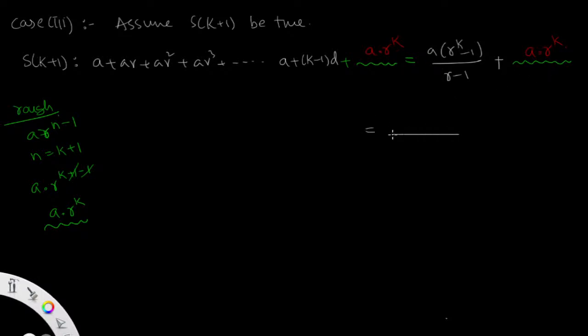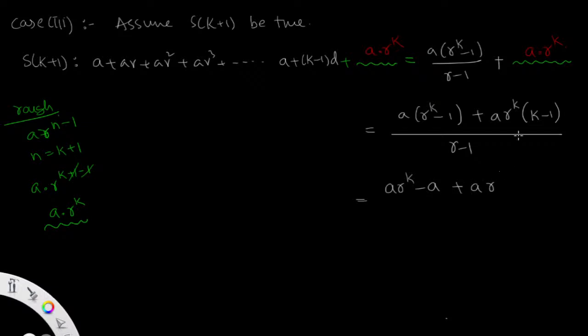Then simplify. Taking the LCM, that is r minus 1: a into r power k minus 1 plus a into r power k into r minus 1, which is equal to ar power k minus a. Now bases are equal here, powers should be added. Then it goes to a into r power k into r minus 1, sorry, here r minus 1 is the denominator.